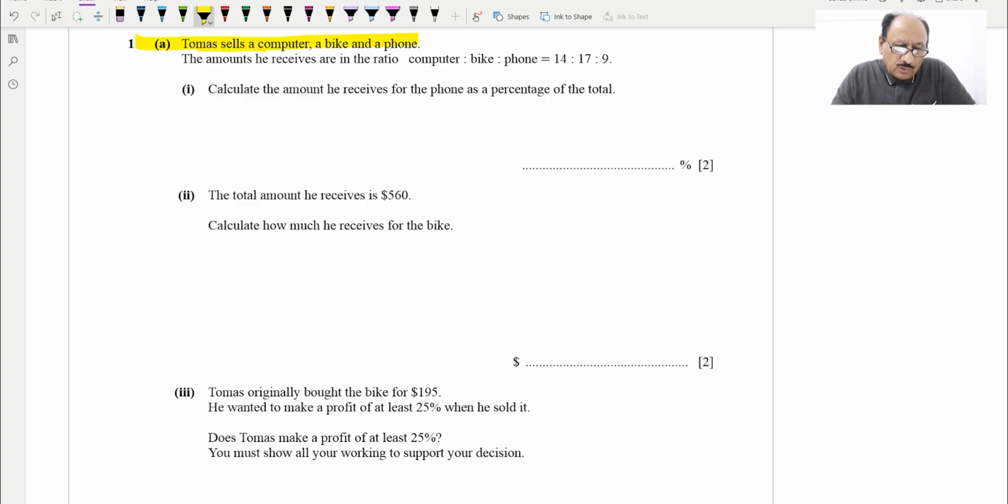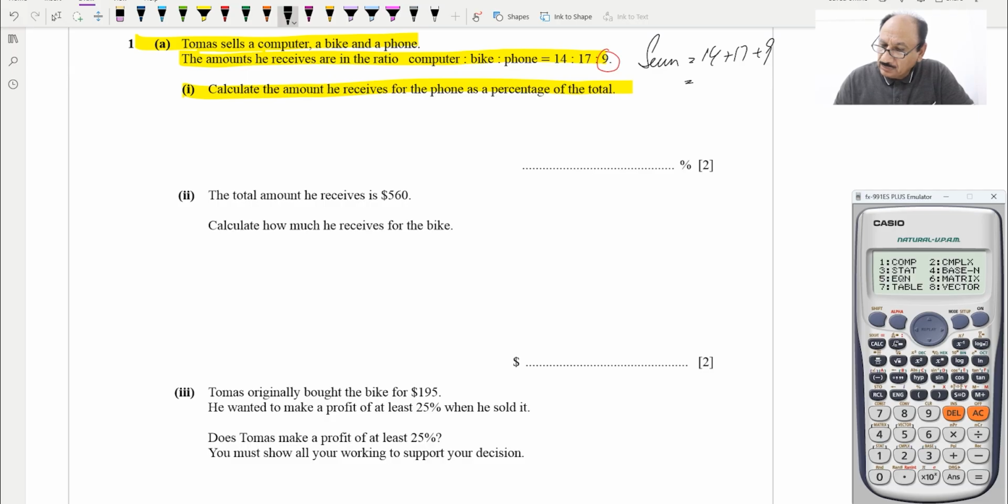Thomas sells a computer, a bike and a phone, and the ratio between all three is provided. Calculate the amount he receives from the phone as a percentage of the total one. So the phone is the last one, so it is 9, and we need to check the sum of ratios. The sum of ratios will be 14 plus 17 plus 9, which is equal to 40.